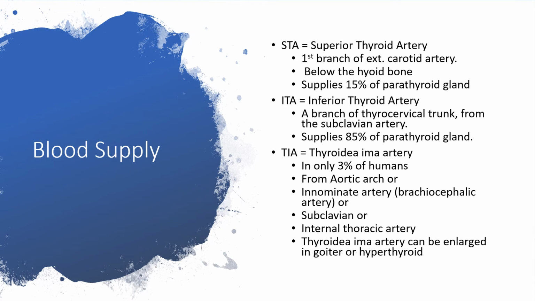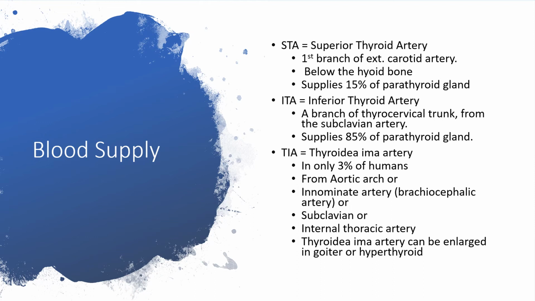Blood supply. I said just a few minutes ago that the thyroid gland is well vascularized. The superior thyroid artery is the first branch of the external carotid artery below the hyoid bone, and that supplies the superior part of the thyroid gland, like the name depicts, and also supplies 15% of the parathyroid gland.